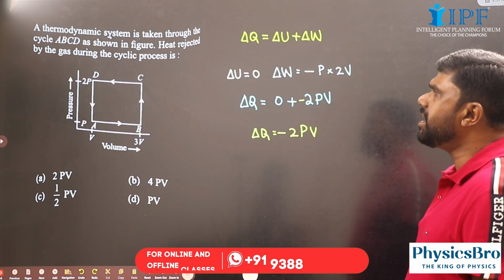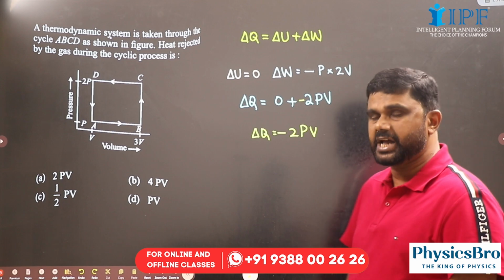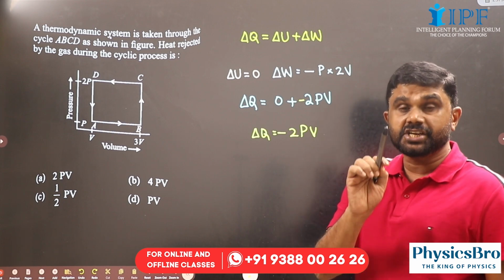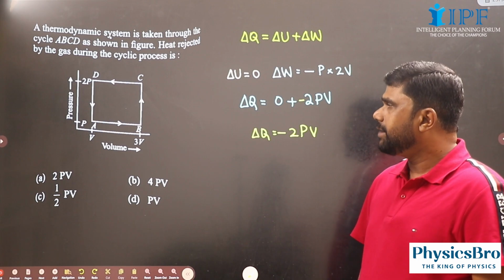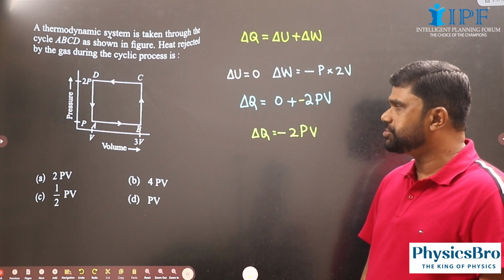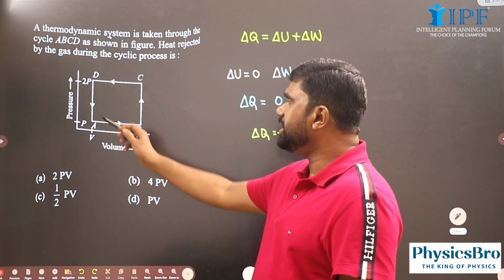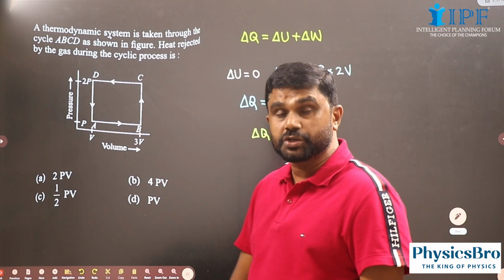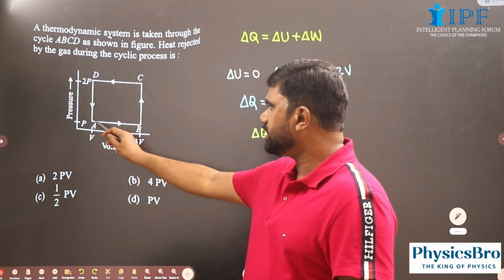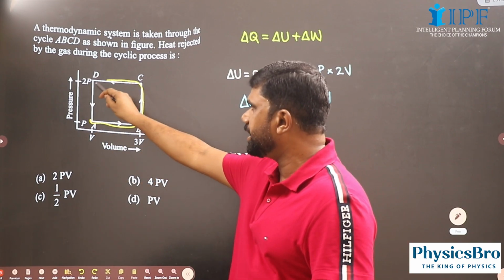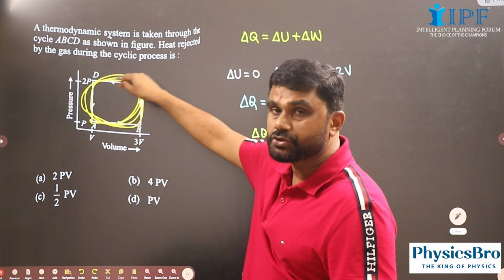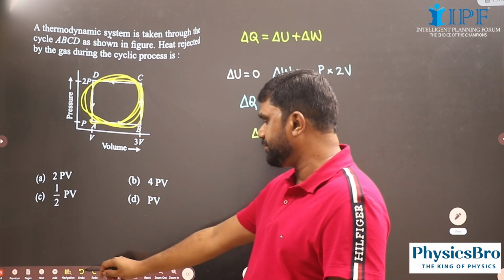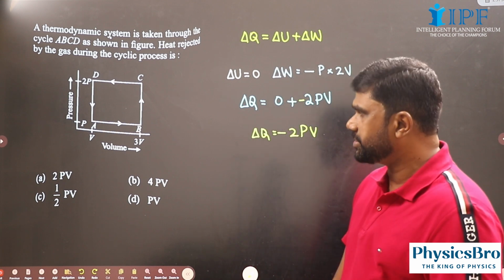Heat rejected by the gas during the cyclic process. As the process is cyclic, change in internal energy delta U equal to 0. And what about the work done? See, work done is the area enclosed by the PV diagram. And see here the area, children, it is traced in the counterclockwise direction. So work done will be negative as it is traced counterclockwise.